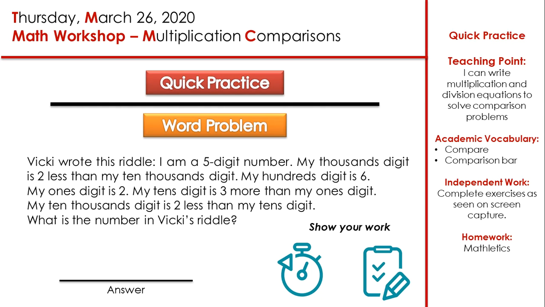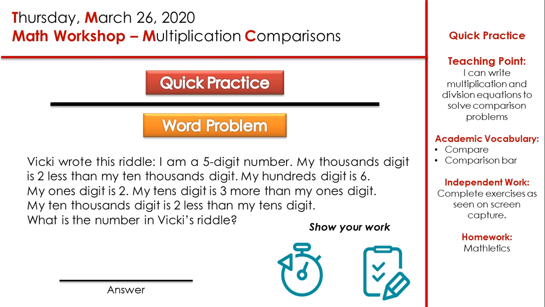Alright, so today is Thursday, March 26, 2020. Our lesson for today is named multiplication comparisons. Remember that we're supposed to have our date, lesson name, then our teaching point, and then our quick practice written in our notebook in the same order that I'm saying, right? So let's take a quick look at our quick practice for today.